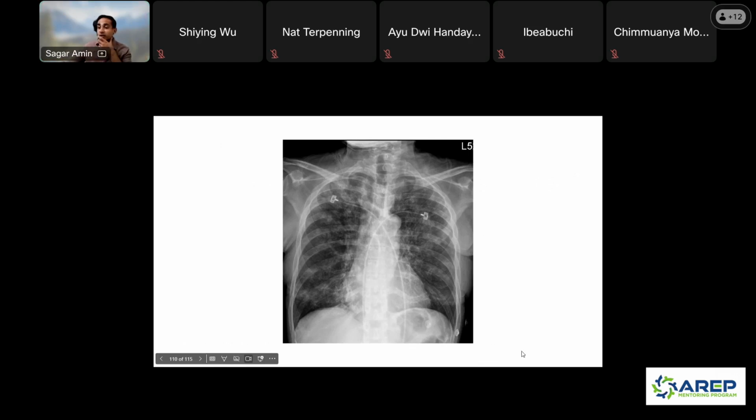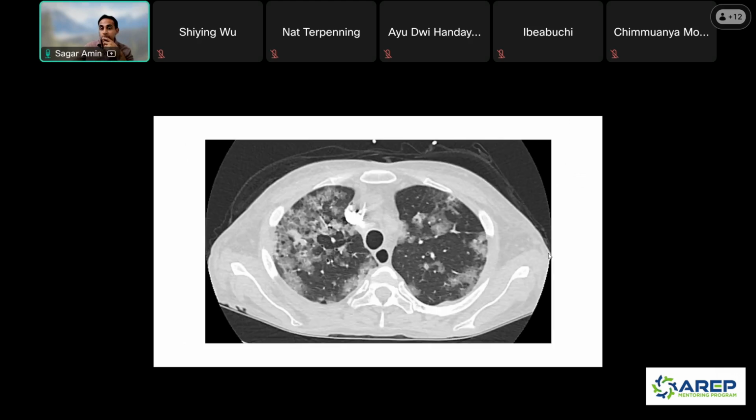So here's an X-ray, and there are some opacities in the mid to upper lobes. And then here are some CT images. You can see some ground glass opacities. Anybody know what this could be or have any thoughts as to what the diagnosis is here?